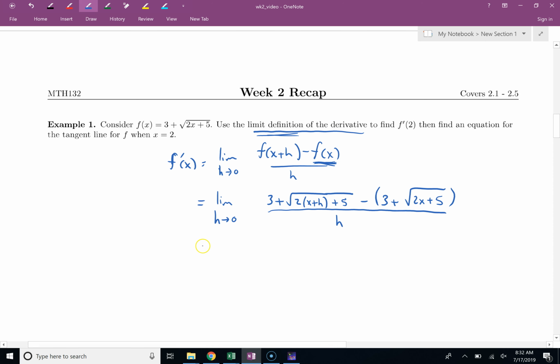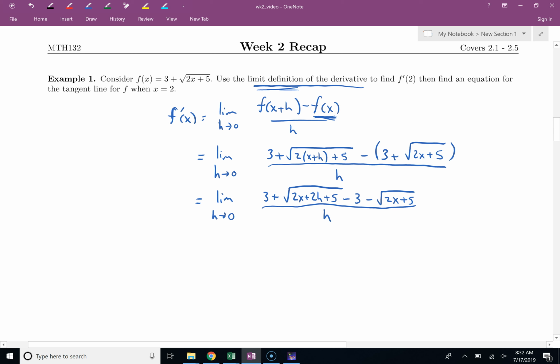And now we can go about our merry way, I suppose. So let's go ahead and maybe simplify here. I'm going to write this as 3 plus, and I'll distribute this 2. So I'm going to do 2x plus 2h plus 5. And then I'm going to do minus 3 and then minus square root of 2x plus 5. So I distributed that 2, and I also distributed that negative sign there. And now we can see actually something good has happened here, right? With that 3 and that minus 3, these will perfectly cancel out.